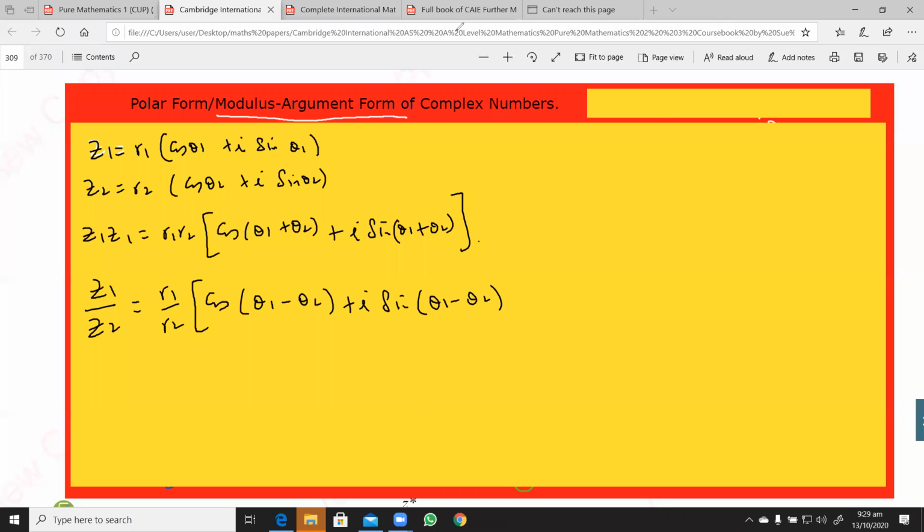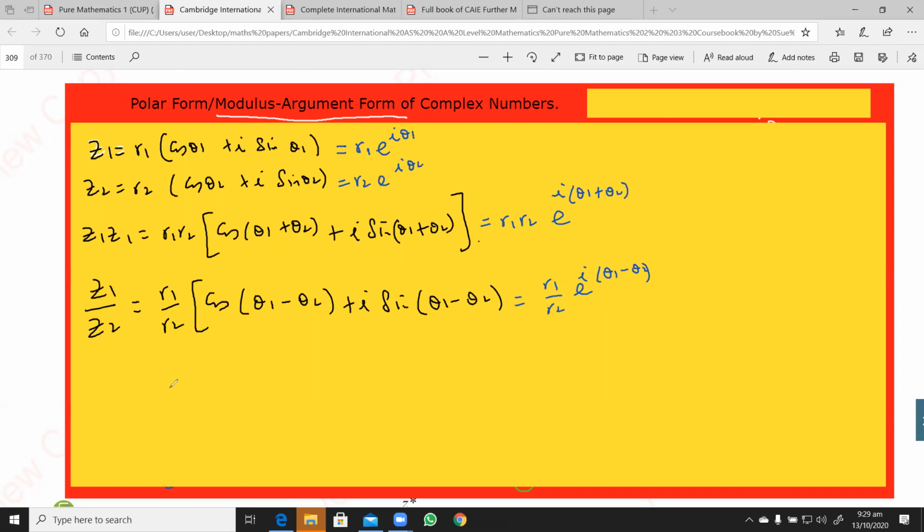And this becomes easier to understand if you use the exponential form. This is the same as R1 e raised to power iota theta 1, and this is R2 e raised to power iota theta 2. When you multiply them, this will be R1 R2 e raised to power iota, you see, when you multiply the same bases, the powers are added. So that is why this is theta 1 plus theta 2. And similarly, this is R1 over R2 e raised to iota, theta 1 minus theta 2.